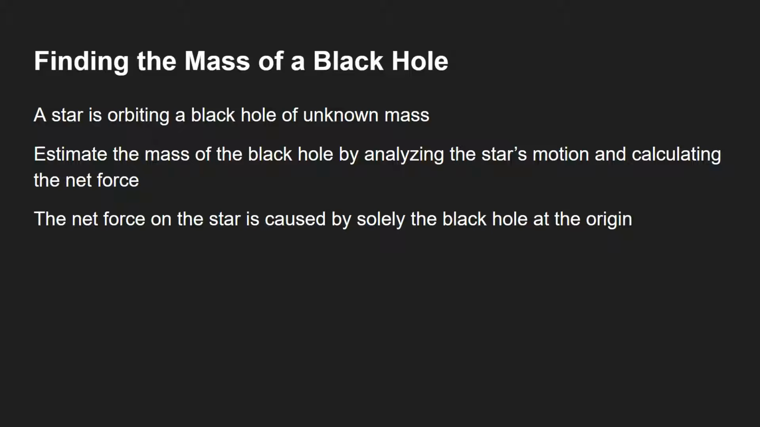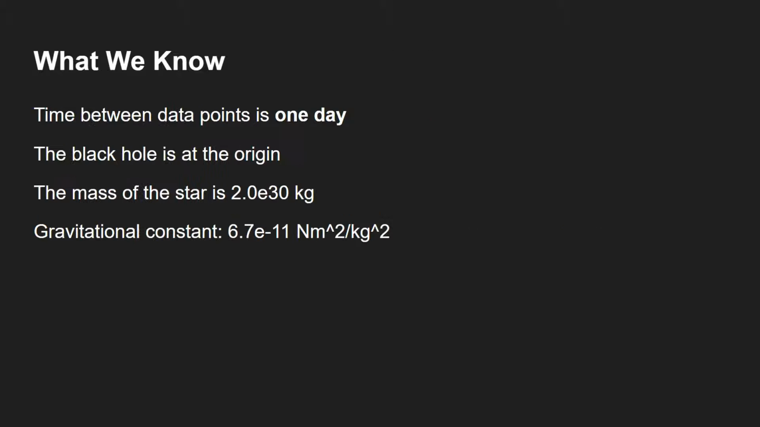Now, we know here that the net force on the star is caused solely by the black hole at the origin, so we know that net force equals the gravitational force. Also, the black hole here is at the origin, so a zero vector, and the mass of the star is 2.0 times 10 to the 30th kilograms, and the gravitational constant, obviously, is 6.7 times 10 to the negative 11th Newton meters squared per kilogram squared. And we also have a randomly generated set of initial position vectors for the star that we can use to calculate the momentum and velocities.